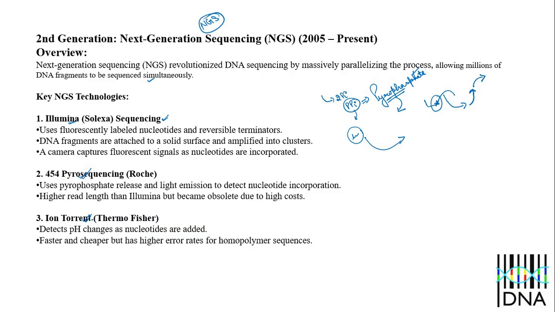Next is Ion Torrent sequencing. In this sequencing, we focus on the pH change. Whenever a new nucleotide is added into the growing chain, the pH of the medium will change, and we target this change with the detector. Pyrosequencing has a higher read length than Illumina sequencing, but the cost of pyrosequencing is also very high. Ion Torrent sequencing is faster and cheaper but has a high error rate in homopolymer sequences.